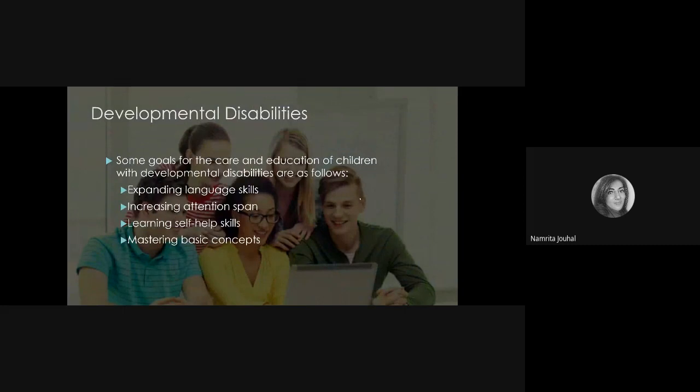Some of the goals for the care and education of students with such difficulties would be expanding language skills, increasing attention span, learning self-help skills, and mastering basic concepts. This is something the school curriculum should cater to and ensure that provisions are made for such students on these aspects especially.